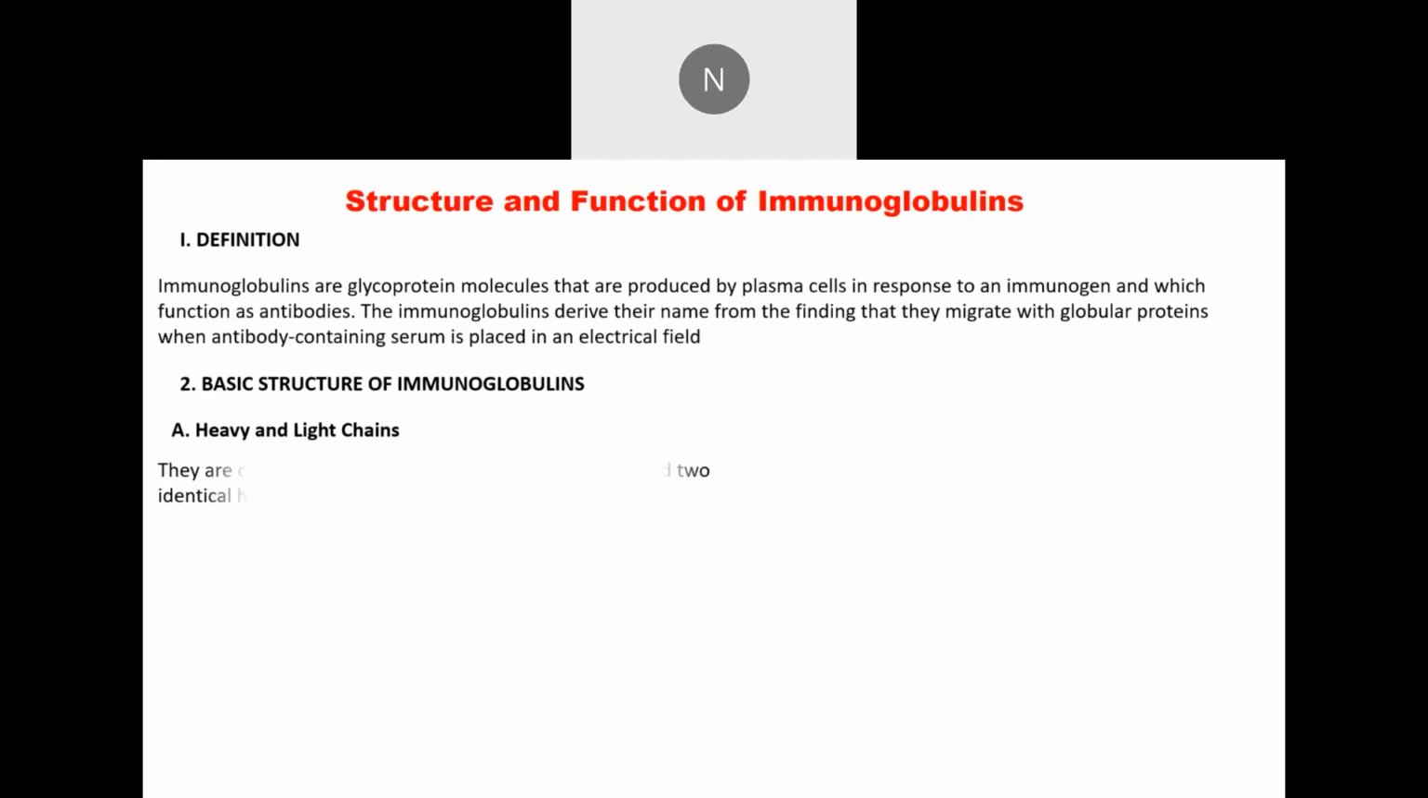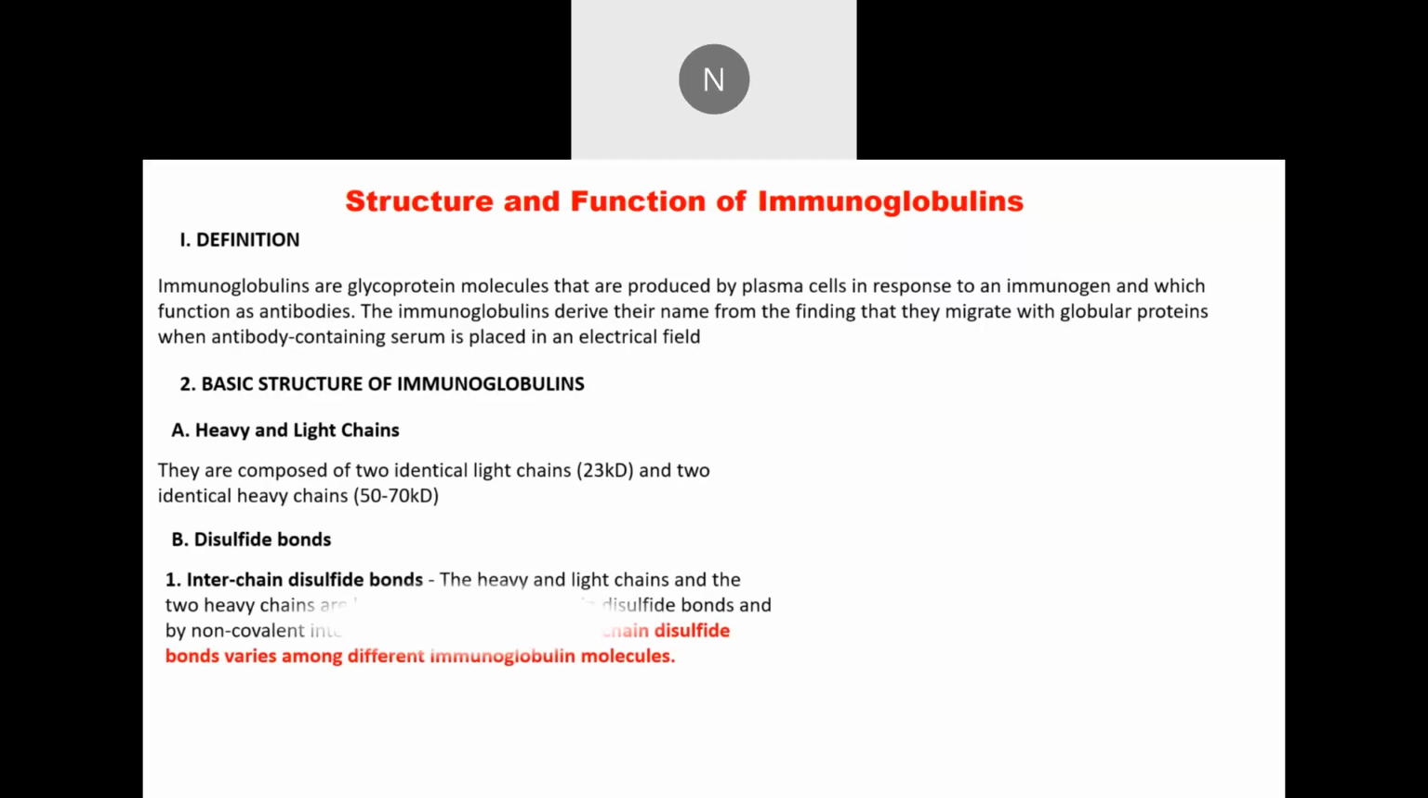They have heavy and light chains. So they are composed of two identical light chains, which are 23 kilodaltons, and two identical heavy chains, which are 50 to 70 kilodaltons, which are bound together by disulfide bonds. And these are interchain disulfide bonds. The heavy and light chains and the two heavy chains are held together by interchain disulfide bonds and by non-covalent interaction. The number of interchain disulfide bonds varies among different immunoglobulin molecules.